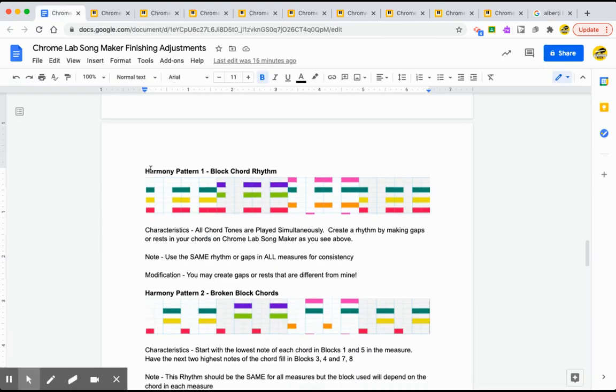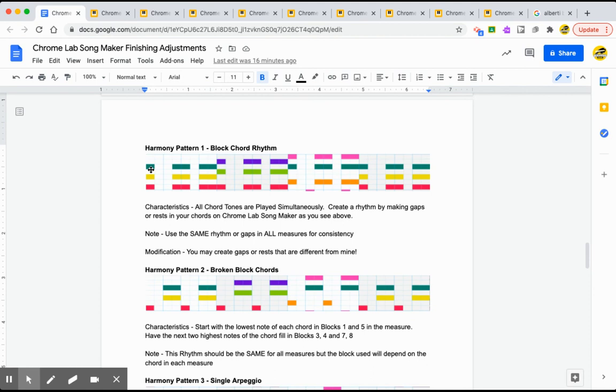Next is called broken block chords. And for this, you're going to notice that the characteristics start with the lowest note of each chord. And then that occurs in blocks 1 and 5. And then the next 2 highest notes, the middle and the highest of each chord, fill in blocks 3 and 4, along with 7 and 8. So you only hear the middle and the highest note at the same time, and the lowest note of each chord is heard separately. So let's listen to what that sounds like.